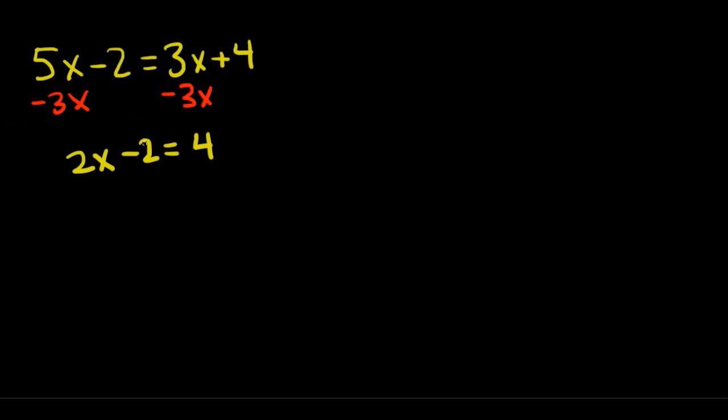Now we want to move the negative 2 over to the right side in order to have 2x by itself. So we must add 2 to both sides. 2x minus 2 plus 2 causes the negative 2 and the positive 2 to cancel out, leaving us with just 2x on the left side. 4 plus 2 equals 6. Now we have 2x equals 6. In order to get rid of the 2, we have to divide both sides by 2. When we divide 2x by 2, we are left with just 1x, and 6 divided by 2 equals 3.